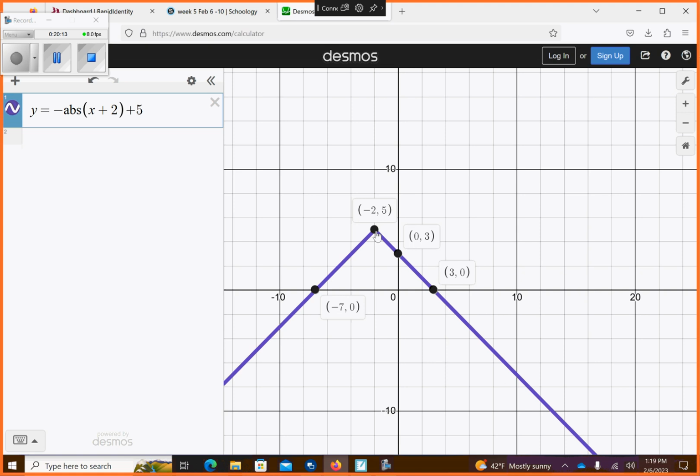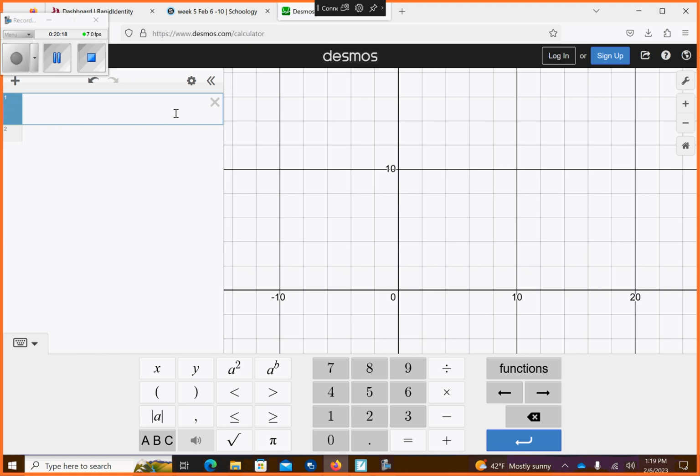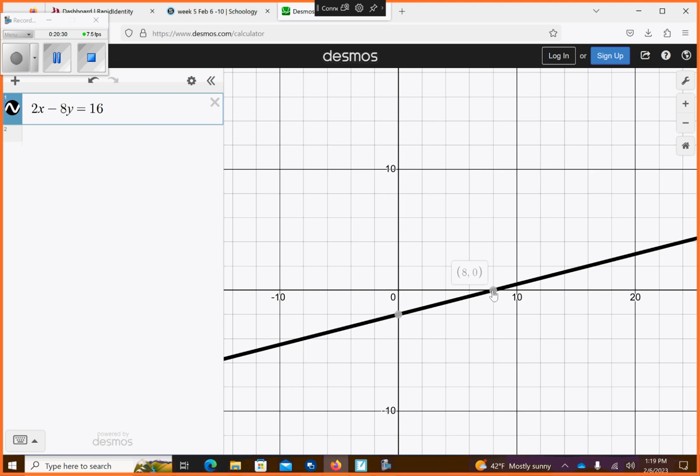Then number 11. 2x minus 8y equals 16. All right, so the x-intercept looks to be 8, 0. The y-intercept appears to be 0, -2. As I go forever that way on the board behind me, it's still going up, so it's going to infinity. As I go this way on the board behind me, it's going down, so it's going to negative infinity.